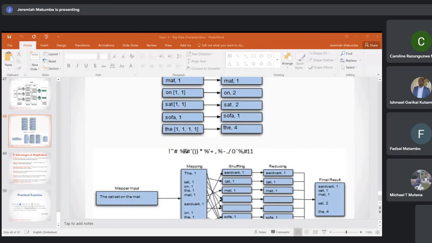Thank you. Actually, when they say the steps, those are the steps which you are talking about: the mapper input, mapping, shuffling, reducing, and final results. Thank you.